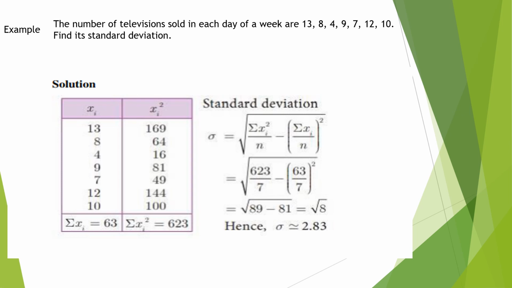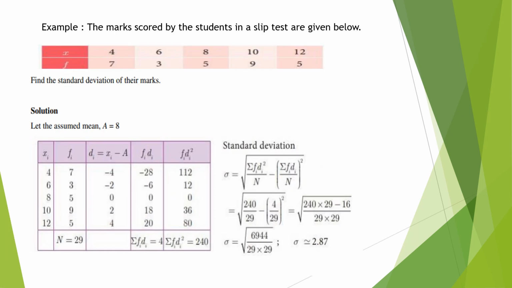And standard deviation is equal to 2.8. Next example: the marks scored by the students in a slip test are given below. One is the observation: 4, 6, 8, 10, 12. Another is the frequency: 7, 3, 5, 9, 5. Find the standard deviation of the marks.